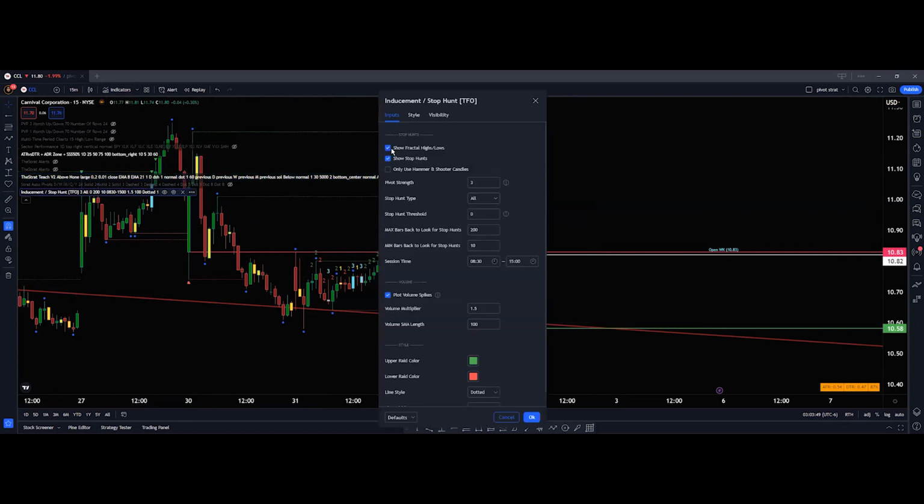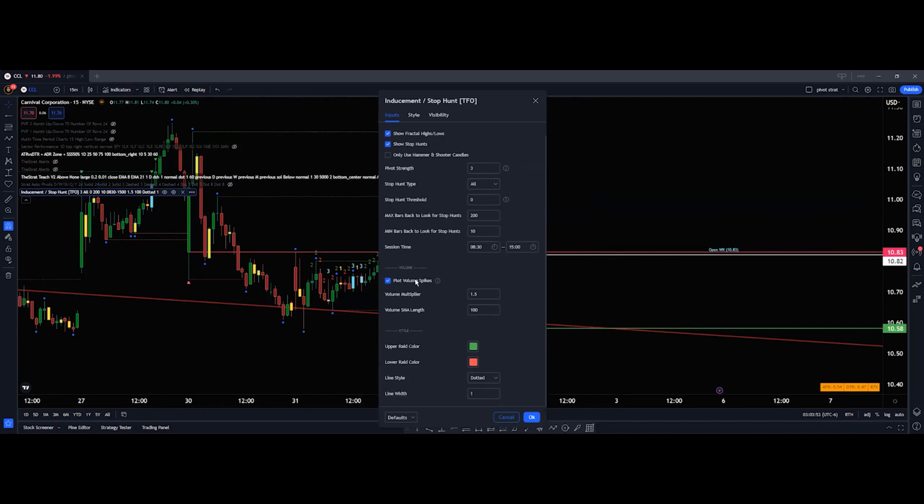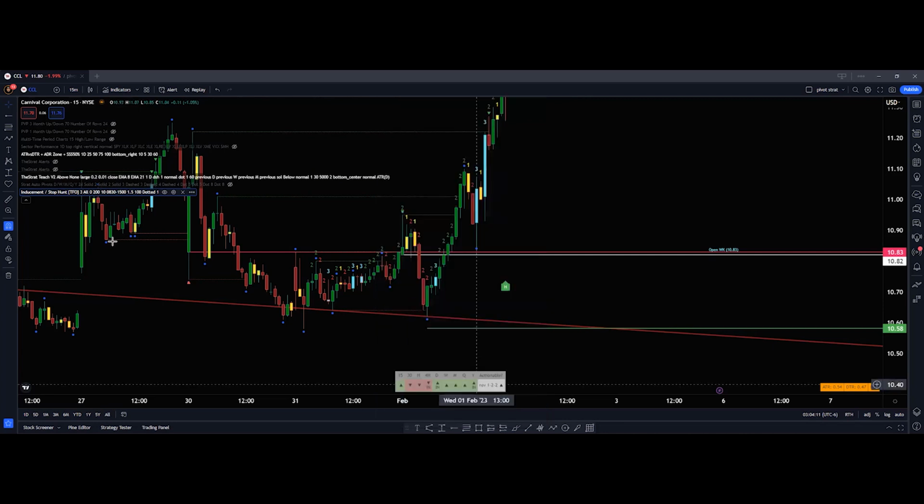You want to make sure you have show fractal highs and lows on. Plot volume spikes. And this is on Central Time, so if you're on Eastern Time or Pacific Time, you have to change this. But I'm basically doing from market open to market close, which is 8:30 Central to 3 p.m. Central, which is basically 1500 military time.